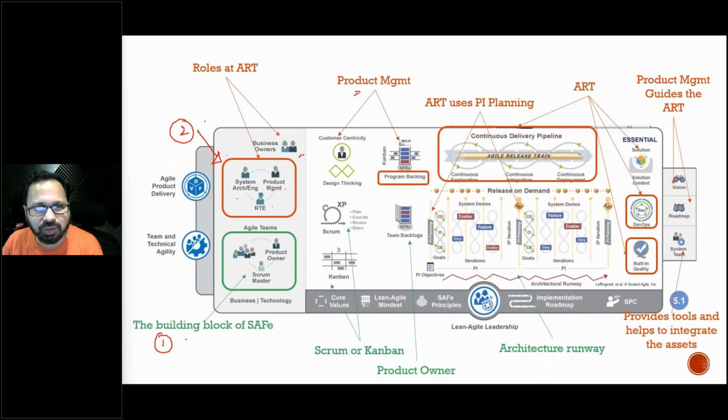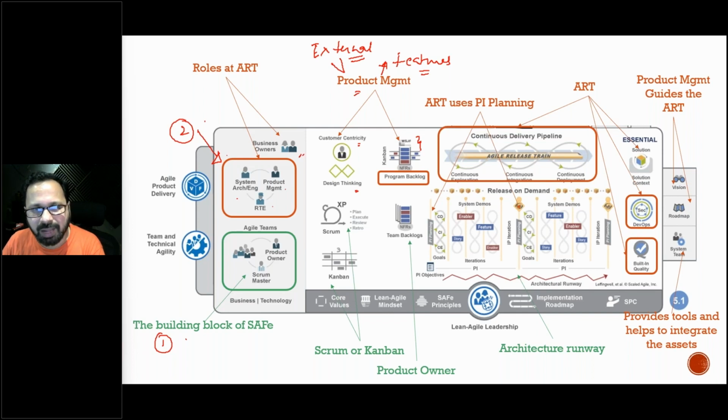Product management uses concepts of customer centricity and design thinking, okay, to come up with the program backlog. Now, what does the program backlog contain? The program backlog contains features, and the product management is an external facing role or the market facing role who understands the market, maybe does the competitive studies, understands the business context, and their responsibility is to come up with the features and the prioritized features, right?